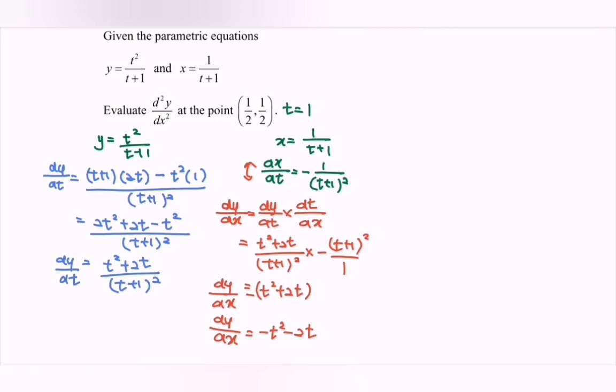So find the second derivative. In order to find the second derivative, we have the formula: differentiate dy/dx with respect to t, multiplied by dt/dx. So let's begin. Differentiate dy/dx, which means this part. We have negative 2t minus 2, multiplied by dt/dx. So here we have negative (t plus 1) squared.